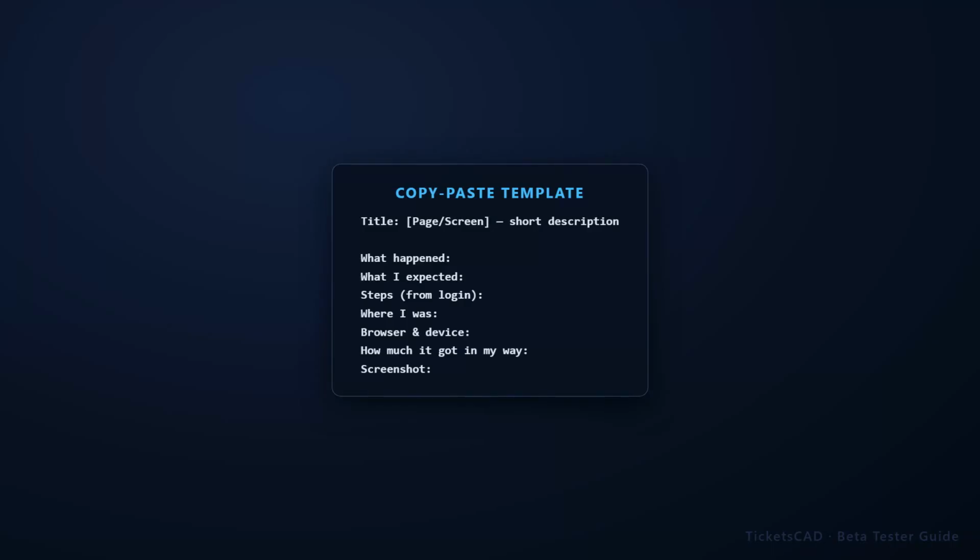To make this easy, here is a template you can copy and reuse. The title is the page or screen in brackets, then a short description. The body has slots: what happened, what I expected, the steps, where I was, my browser and device, how much it got in my way, and a screenshot. Do not let it intimidate you. Even three of these, what happened, the steps, and a screenshot, is a report we can act on.